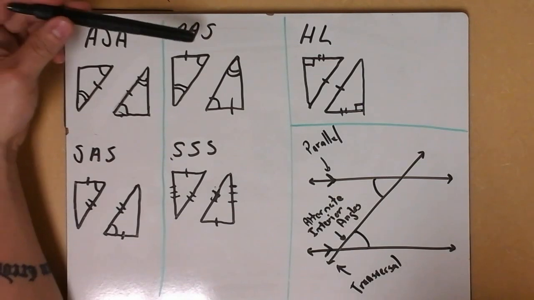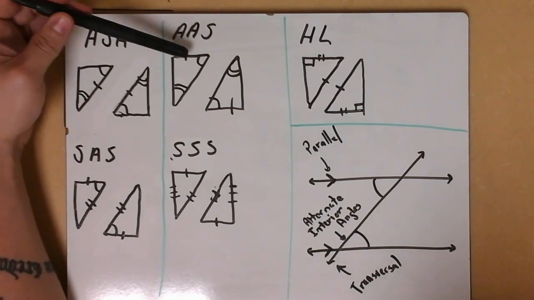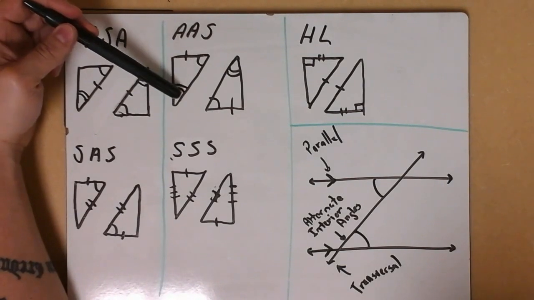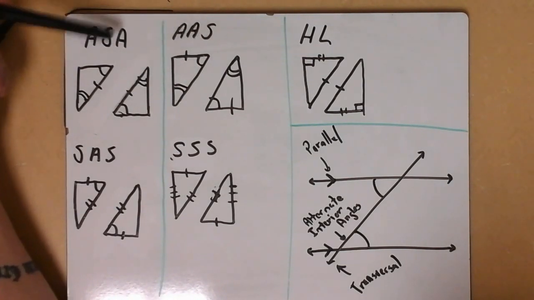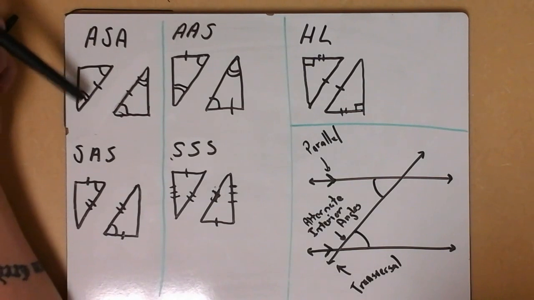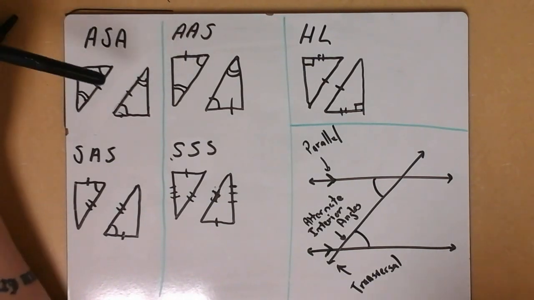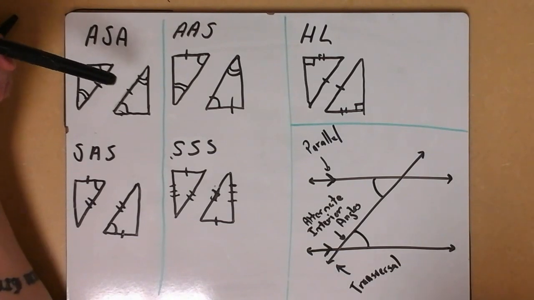I have angle, angle, side here. So the side is on the outside, angle, angle. Let's compare these two. Here, the side is in the middle. Here, the side is on the outside. That's a very, very easy mistake to make.